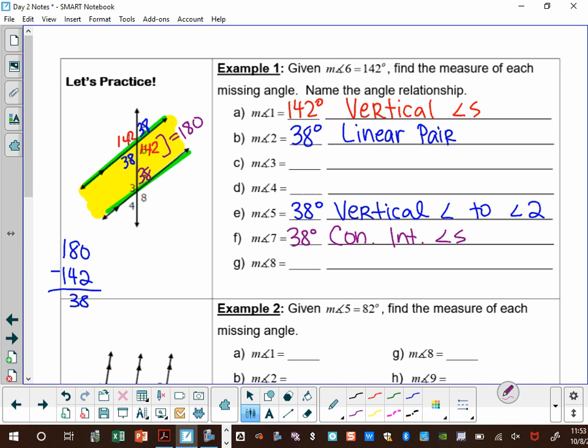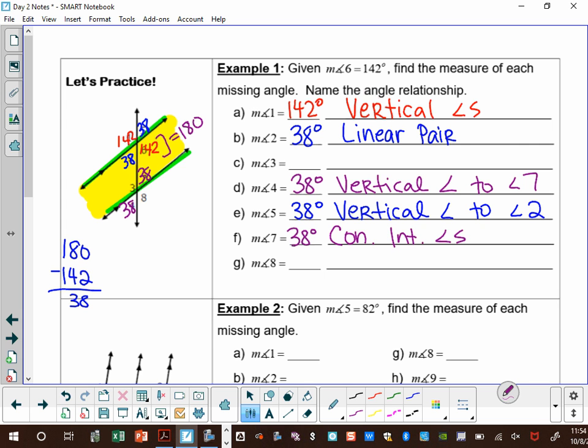Since I have angle 7, I'm going to skip to angle 4. That's like the easiest one that I can see. What's angle 4 going to be? 38. Why, Brian? It's vertical, right? Vertical angle to which number? Angle 7? Yeah. Now we just have 3 and 8.